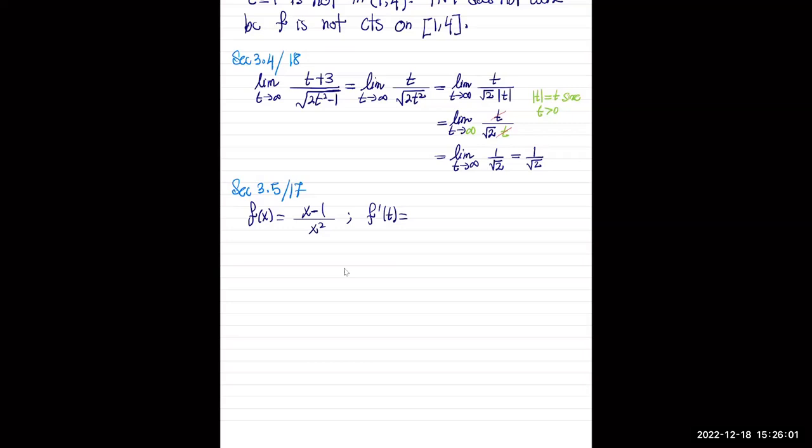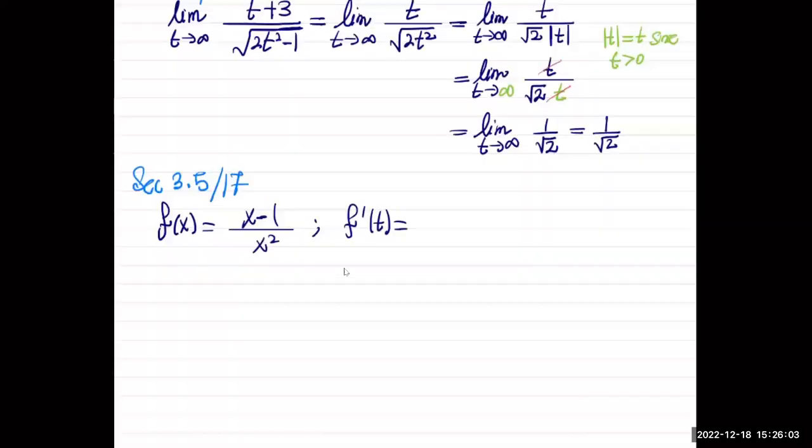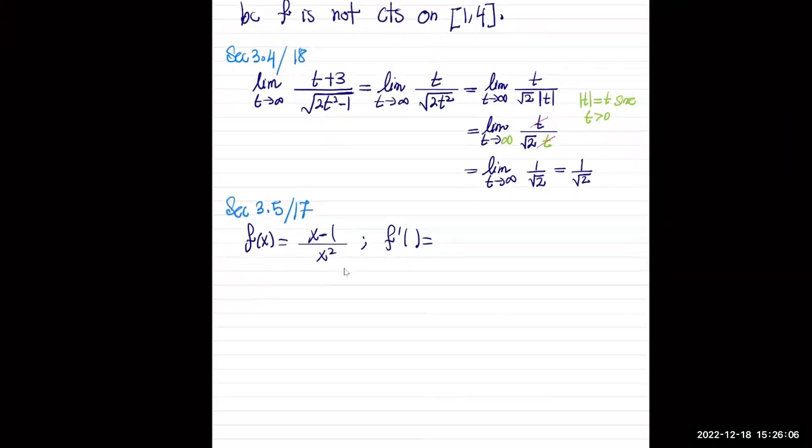Okay, first derivative, f prime of x is 2x minus 3. I'm sorry, hold on a second. That's the second derivative. Let me get the first derivative. It's 2 minus x, or negative x minus 2 over x cubed.